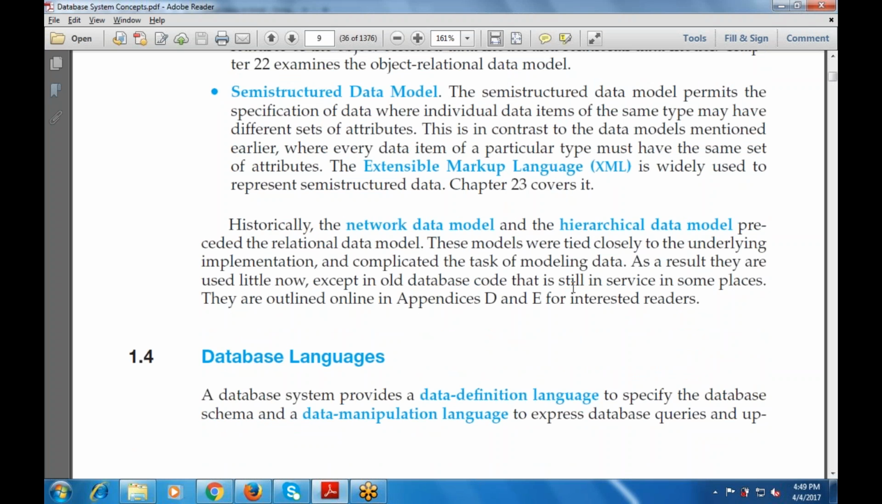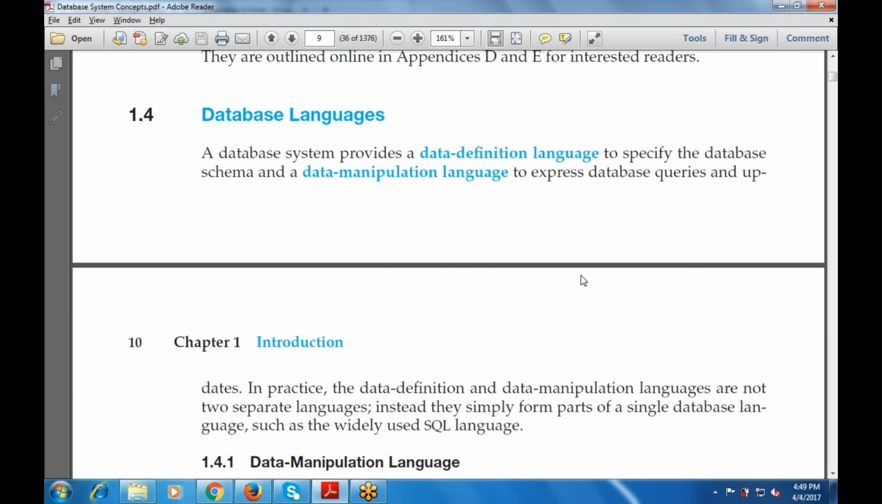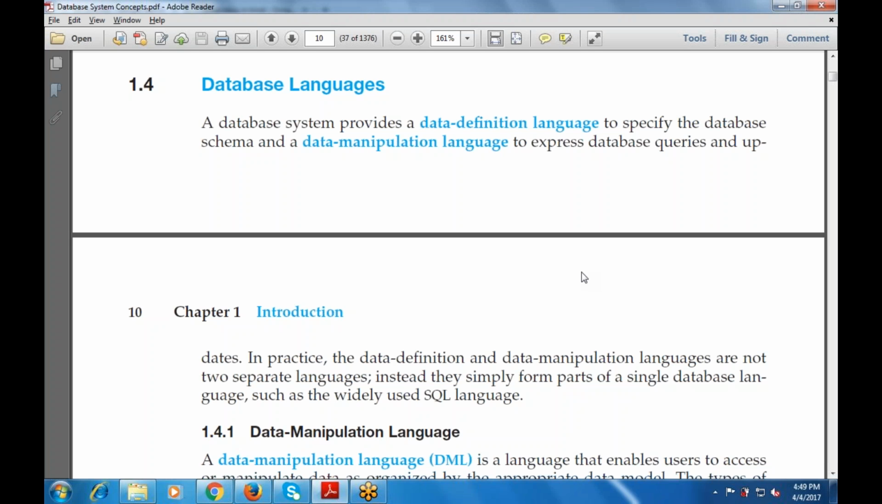The next one is the database languages. This is one of the main concepts. A database system provides a data definition language and a data manipulation language. One is the DDL, the data definition language, and the other is the DML, the data manipulation language. DDL stands for data definition. As the name suggests, it works on the structure, and DML works on the data records, to express database queries and updates.